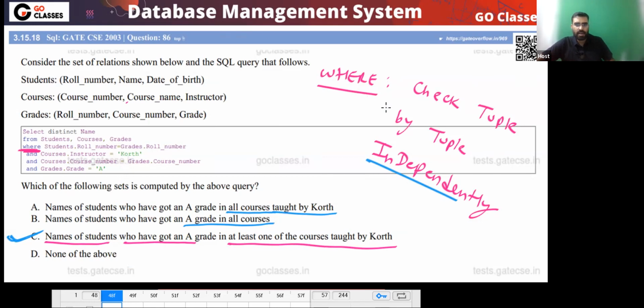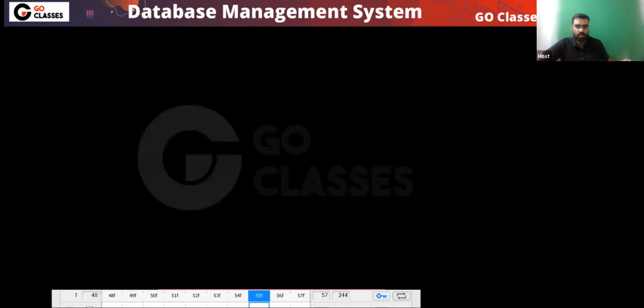Now, Avni is asking, what will be the query for all the courses? That is the division operation, and we have seen that in the last class. Avni, in the last class, we have already seen how to write the SQL query for the division operation. Should I write that? Okay, let me do that. You can also try. Let me write it.